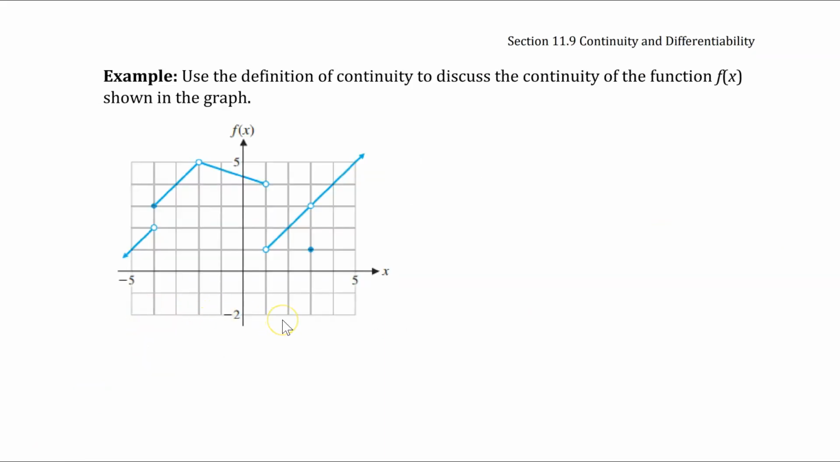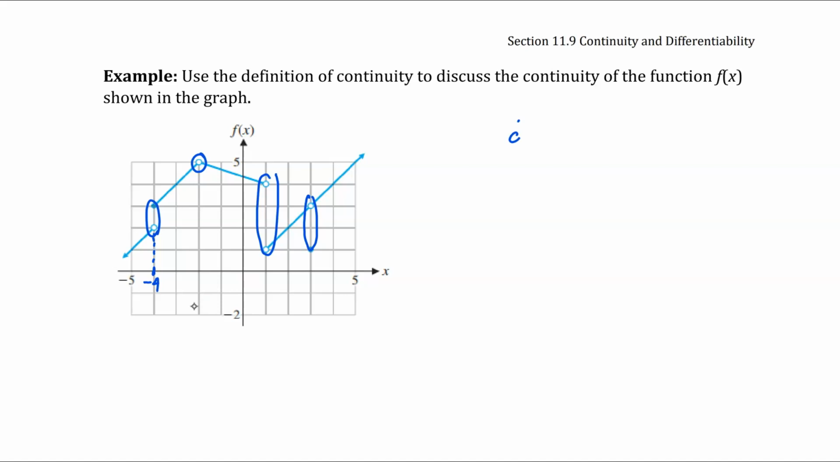Now, in the example here, we are given the graph of the function f of x. We will use the definition of continuity to discuss the continuity of the function. So based on our discussion, if there are gaps or holes on the graph, that means that the function is discontinuous at that point. So the function is discontinuous here, here, here, and in here. Then let's just go ahead and identify the value of x corresponding to this point. This is the point 1, 2, 3, 4, negative 4.